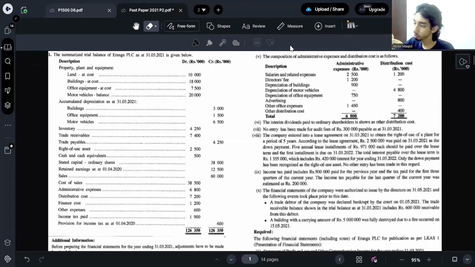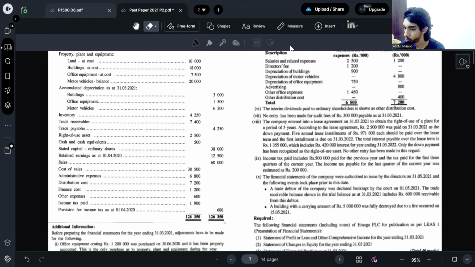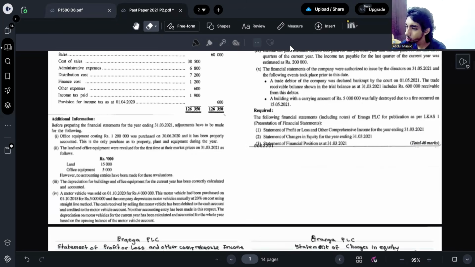Alright, so starting with 2021 A-level accounting part 2. Okay. So the first question, company account. Starting off with the additional information. Before preparing the financial statement for the year ending 31st March 2021, adjustments have to be made for the following. So there are around 10 adjustments.